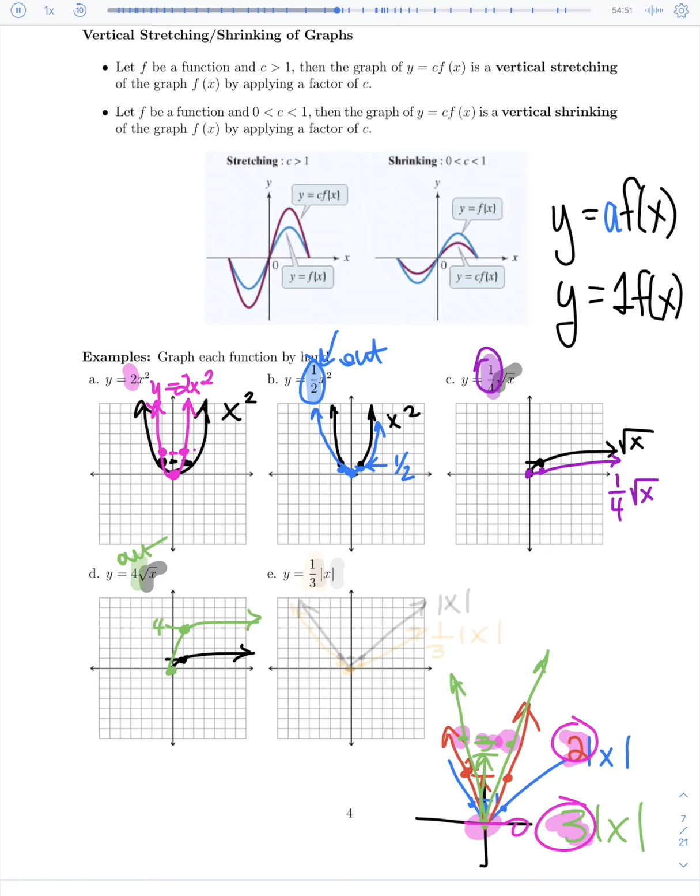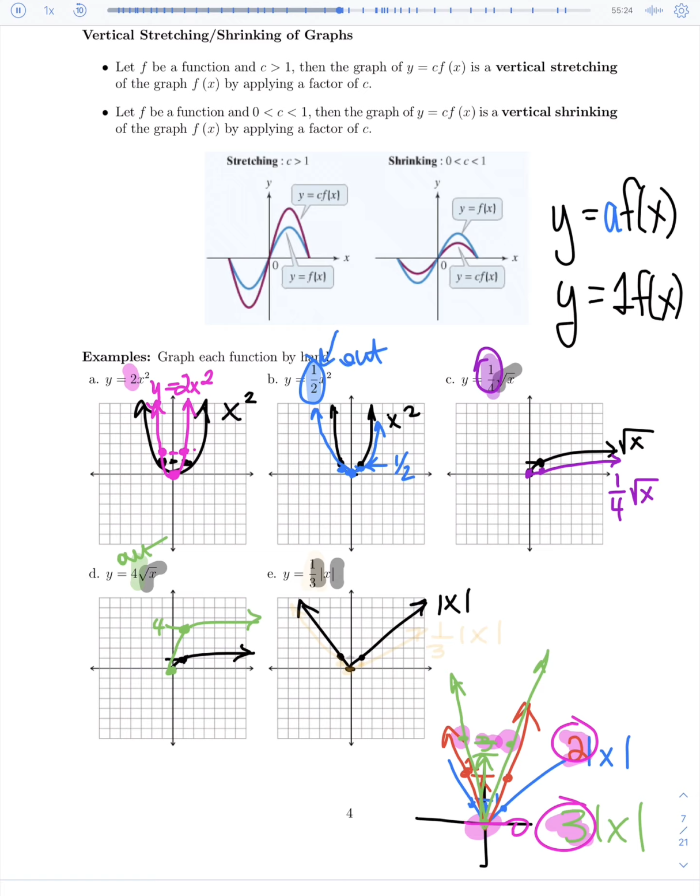Okay, last one. So this last one, we've got the absolute value bars, which means we've got the V shape as our original graph, which normally goes through 0, 0, 1, 1, and -1, 1. Which looks something like that. That's just your normal. I'm not the greatest artist, so bear with me. So you'll go through those points with a V shape. That's your normal absolute value before you do anything.